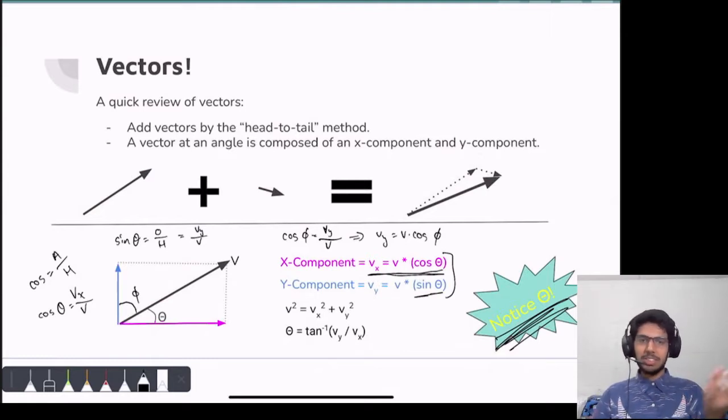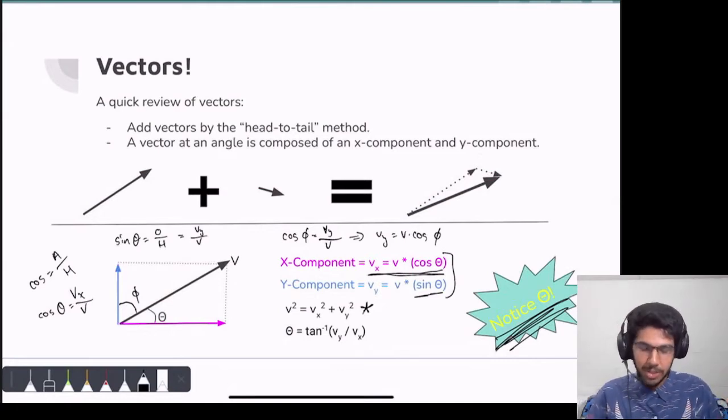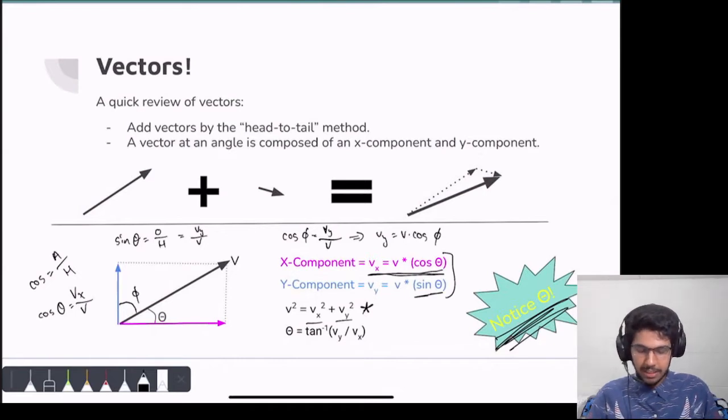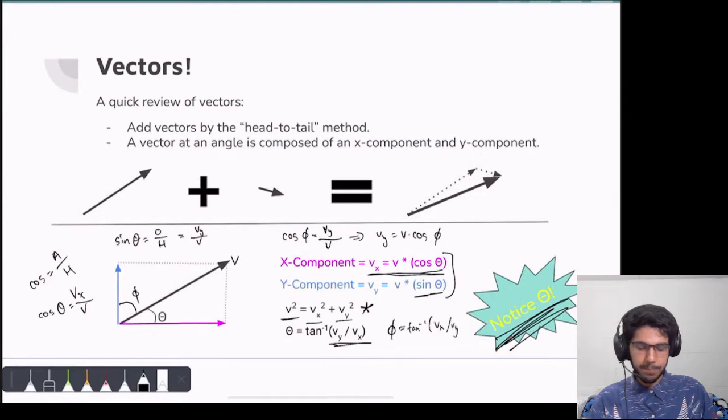And then, since we're dealing with triangles, we can still use some of the rules of triangles that we know. For example, this right here, that's just the Pythagorean theorem. So if we had the x component and y component of the vector, we could find the actual vector by just using the Pythagorean theorem. Similarly, if we're given the two components, we can find the angle theta in this case just by using the inverse tangent. And similarly, phi would be the inverse tangent of Vx over Vy.